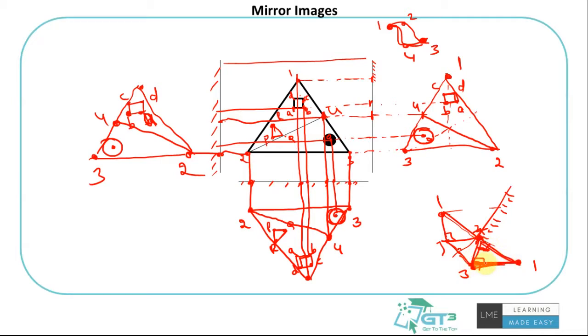So for all the mirror images, what we recommend is first try to do an approximate reflection on your own, then look at the options and pick the relevant one, so that you pick the right one. It's easy to do the reflection.